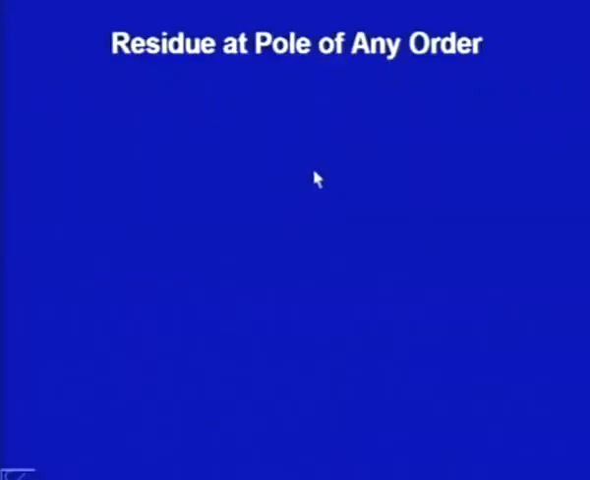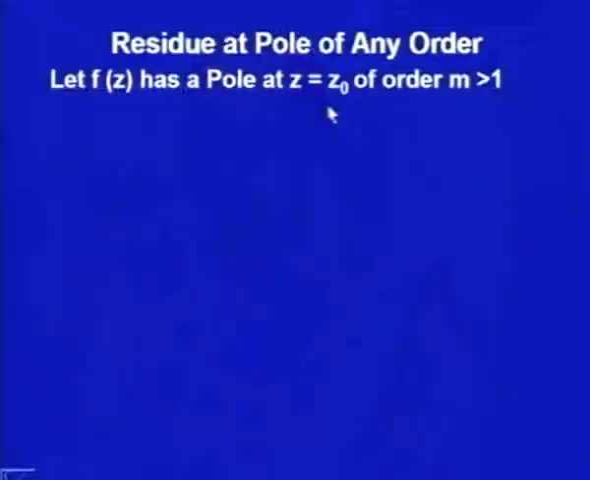Now, if I have a pole of higher order, higher than 1, so it is not a simple pole, is there a simple method by which I could find the residue? Of course, now we are going to discuss the method for finding the residue at a pole of any order. So, let f(z) have a pole at z equal to z naught of order m. Certainly, I am taking m strictly greater than 1, as this is not for the simple pole.